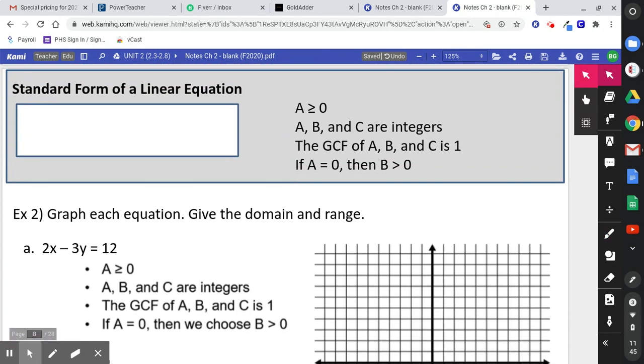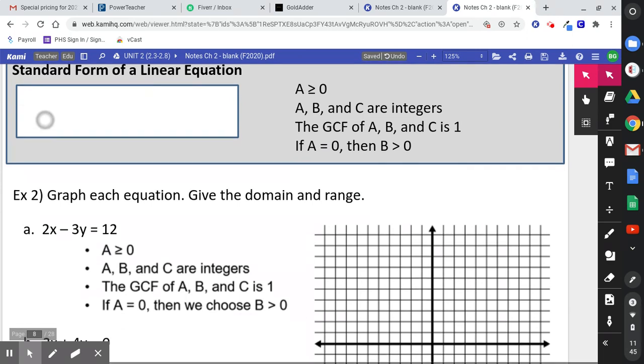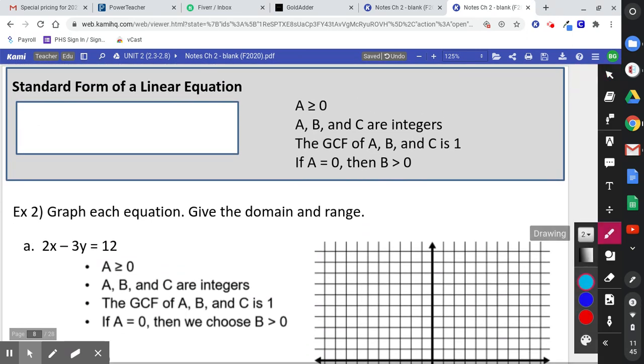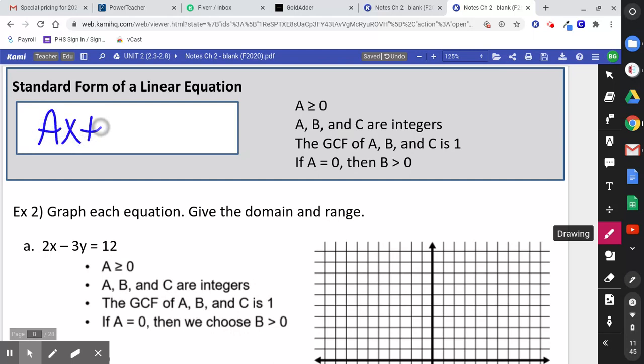Standard form of a linear equation. Standard form is ax plus by equals c. And I know you've seen this before, but most students aren't as comfortable with standard form as slope-intercept form.